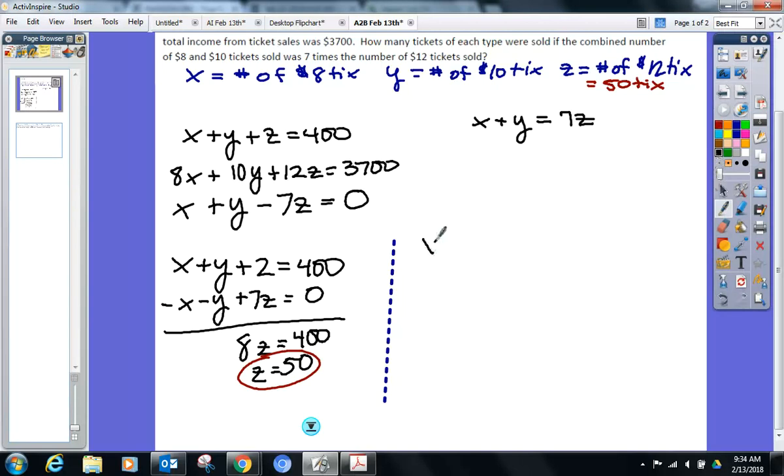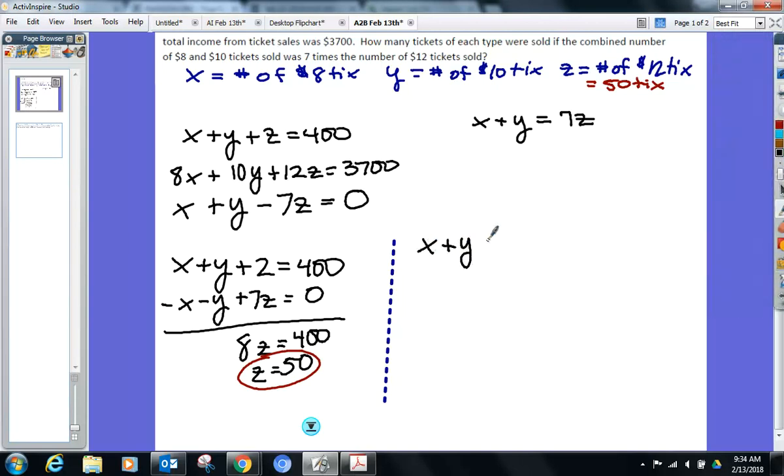Okay, so X plus Y plus 50 equals 400. All right, I'm still listening. Move the 50 over, so X and Y are by themselves. Okay, I'm still listening here. So X plus Y equals 350. Right now I can't solve, but can I get another equation up here too?